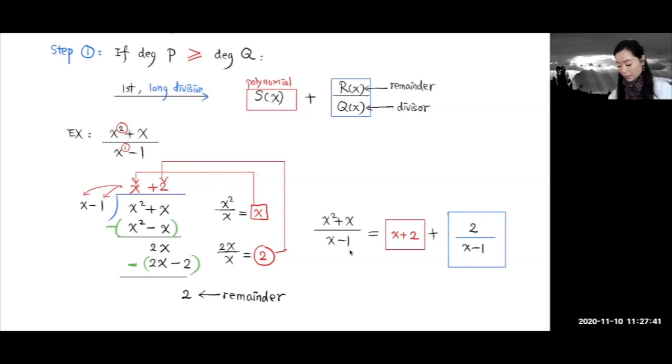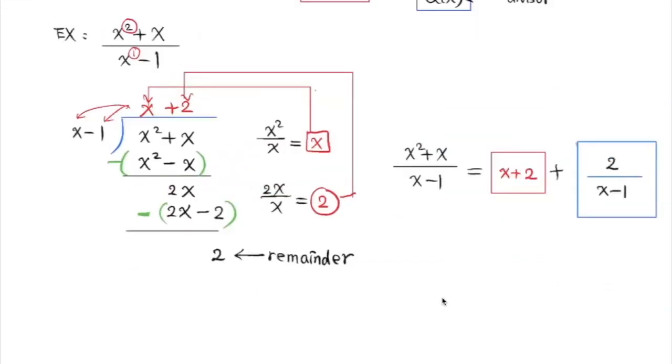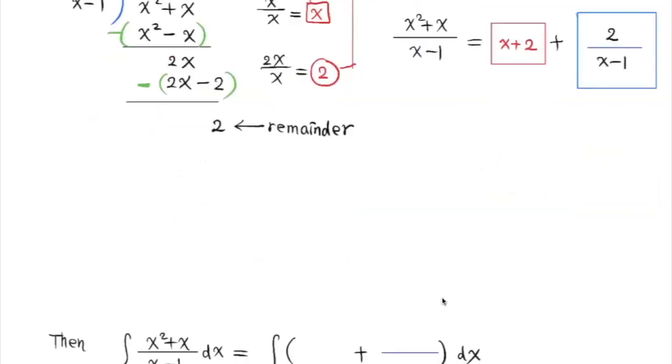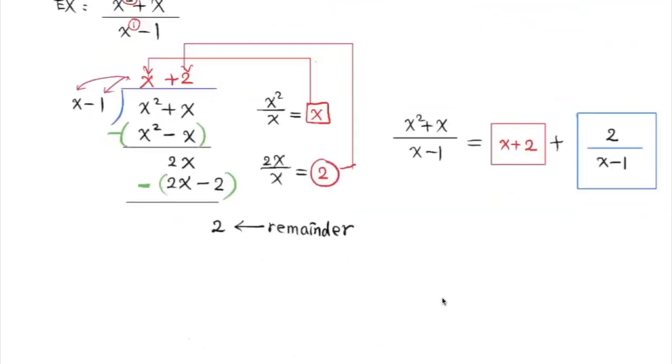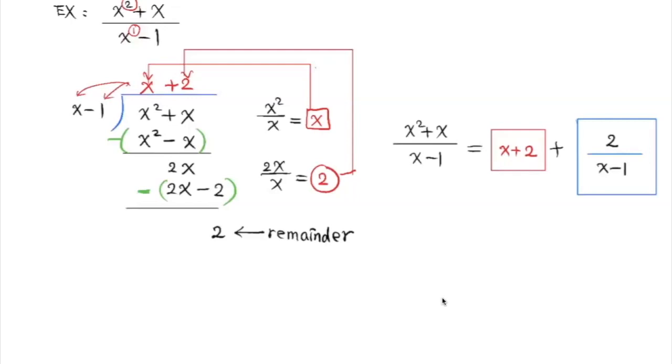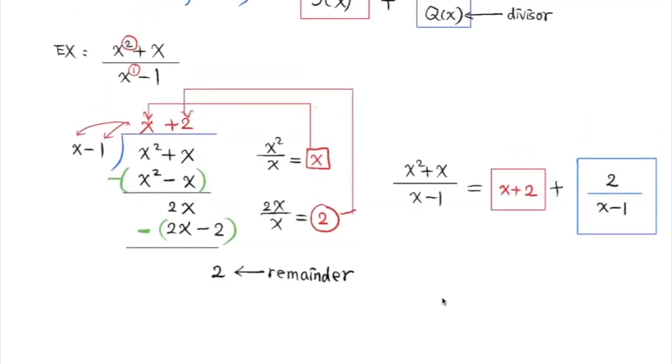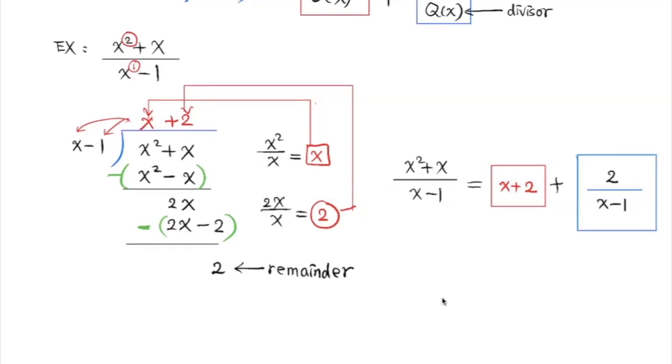Wait, so that technique only works when the top exponent is greater than or equal to the exponent down here? But if the bottom one is greater, then it doesn't work. Yeah, then you don't need long division. You can go to the next step. Gotcha. So this is the first step.